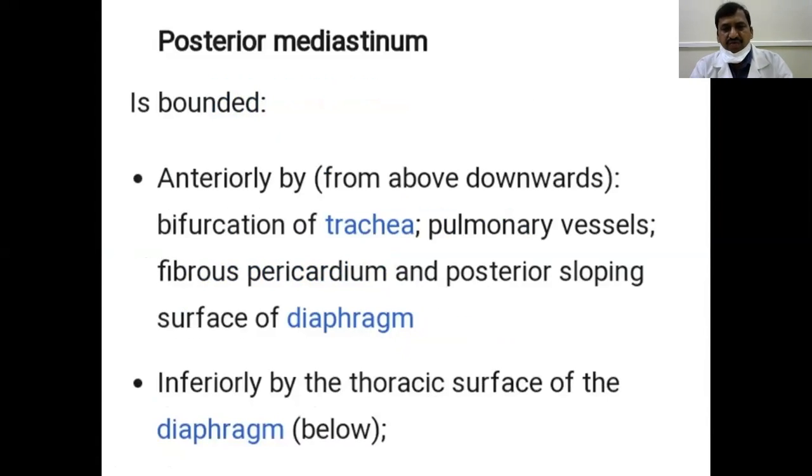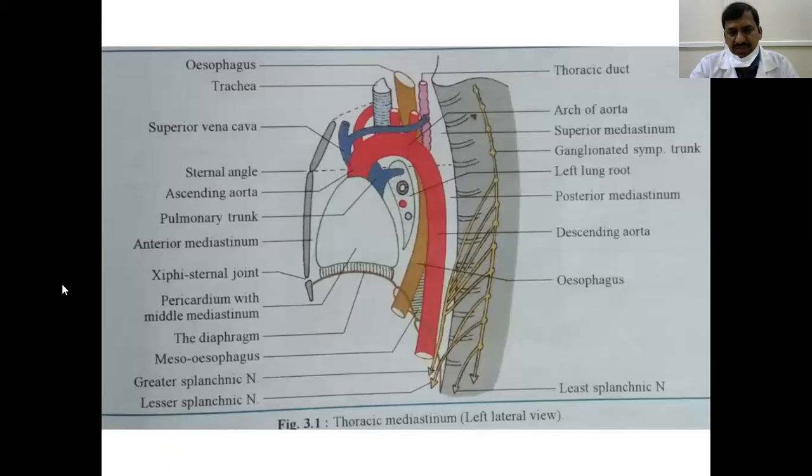Okay. Next is the fibrous pericardium and the posterior sloping surface of the diaphragm. You see, this is the diaphragm and this is the posterior sloping surface of the diaphragm. This is the anterior mediastinum, up to here is the middle mediastinum, but this part is the posterior mediastinum. You see here, the posterior mediastinum extends up to this level.